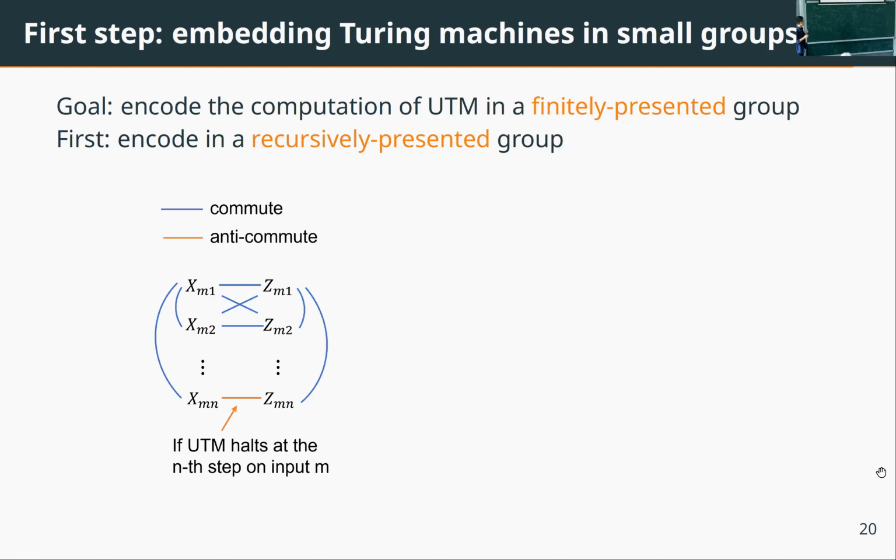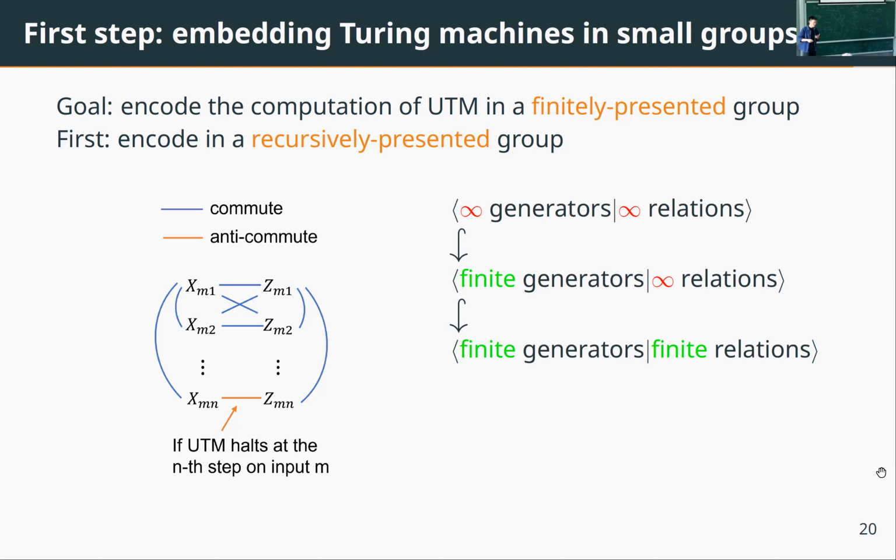But this group is encoding the computation of the Turing machine in the sense that now, if you wonder whether this Turing machine halts or not on the input m at step n, you just check whether x_mn and z_mn are commuting or anti-commuting. If they are commuting, then it hasn't halted. If they are anti-commuting, then the Turing machine halts at this step. So we have a group with infinitely many generators and infinitely many relations, and we use some techniques from geometric group theory to embed this group into a finitely presented group, step by step.